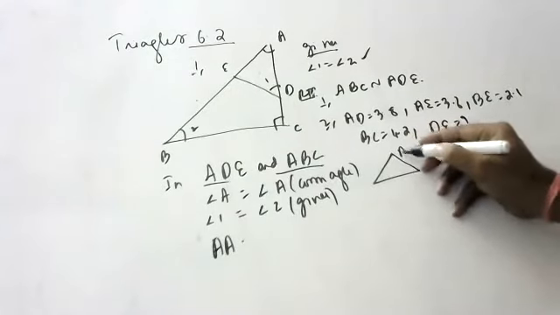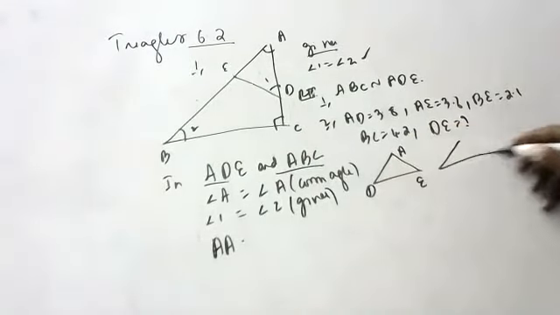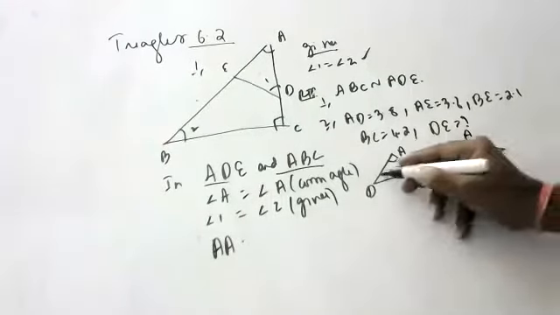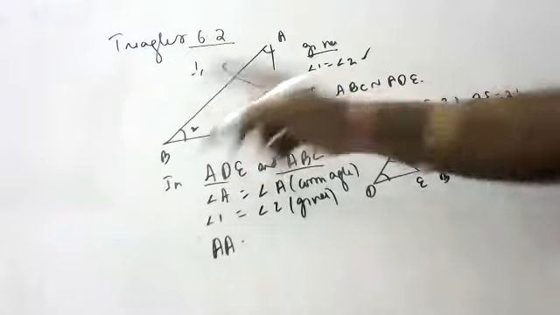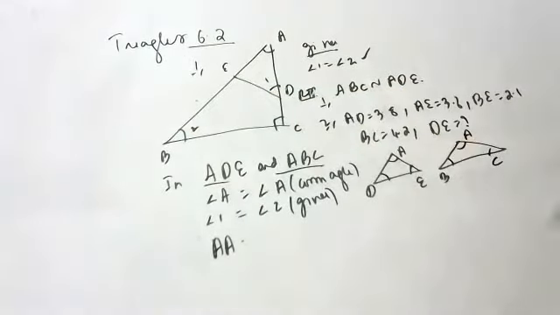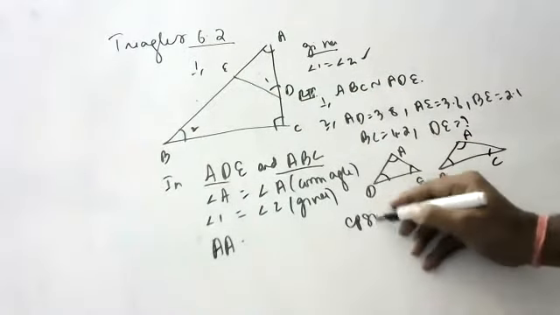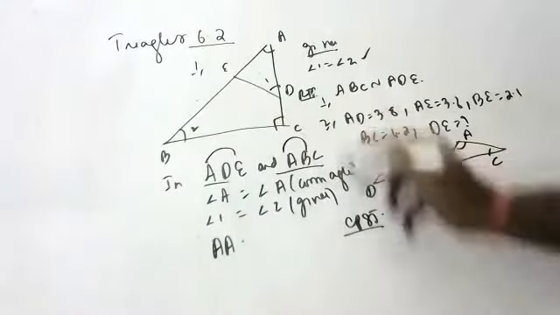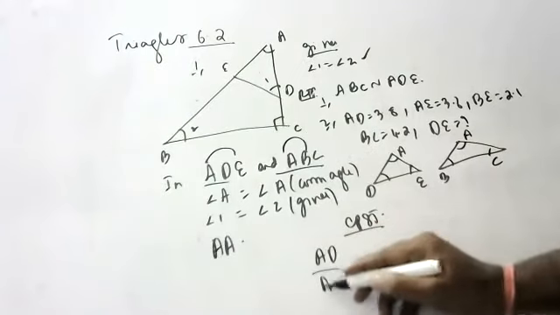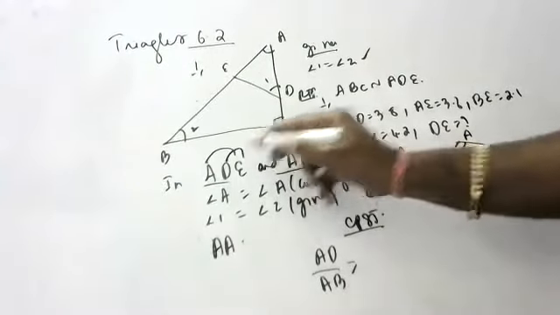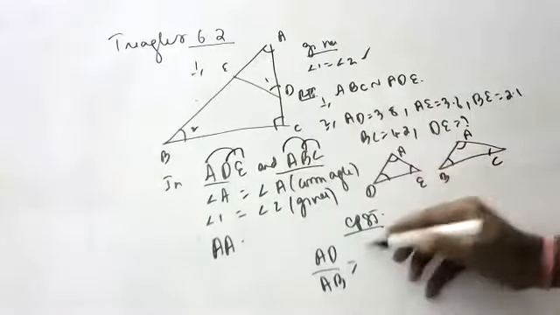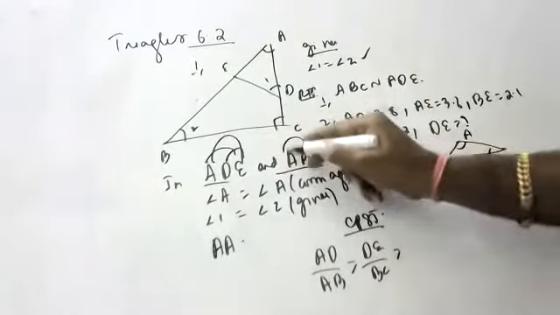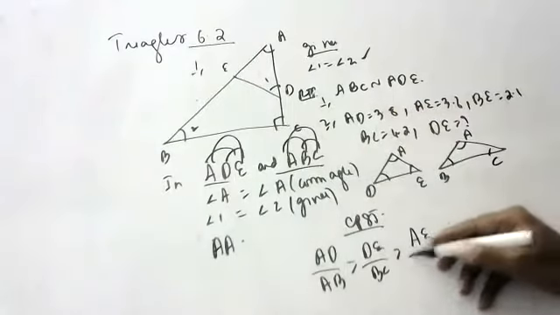ADE is similar to ABC, because angle A is equal to angle A, angle D is equal to angle B, and angle E is equal to angle C. Now let's write CPST. What is CPST, children? AD by AB is equal to DE by BC is equal to AE by AC.